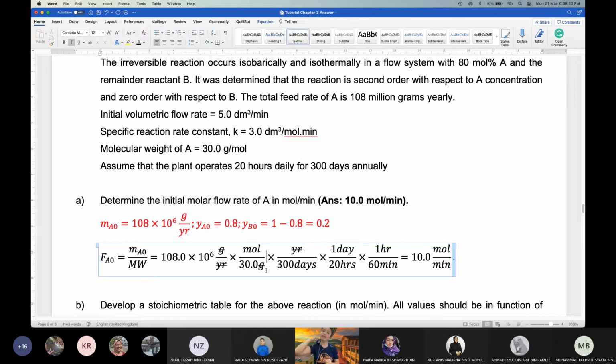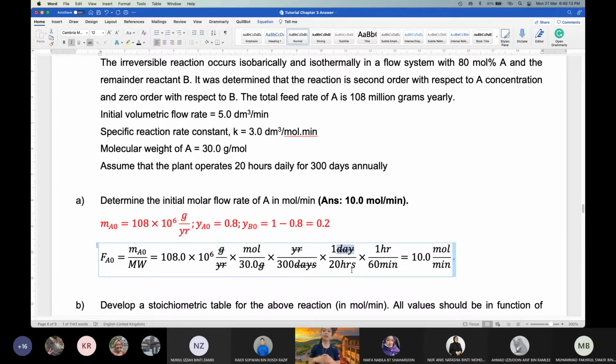However, to convert the day to minute, I have a second limitation, because for every 1 day, my plant only works 20 hours. So we add another conversion factor. For every 1 day, the plant only works 20 hours. So when I do this, you can see I can cancel day. So now I cancel day, I'm left with hour. So now I'm left with mole per hour. It's not settled yet because we want mole per minute.